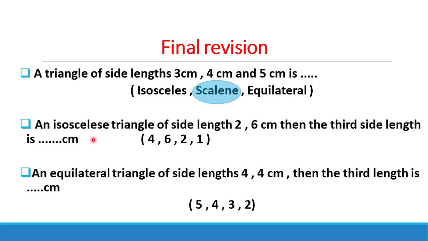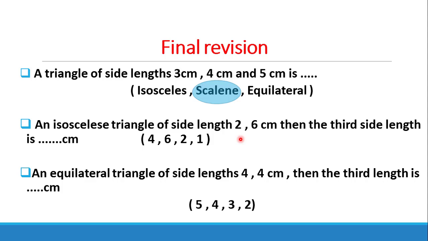Okay. An isosceles triangle. Isosceles means two side lengths are equal. An isosceles triangle of side lengths 2 and 6 centimeters. Then the third side length, since we have an isosceles triangle, so two side lengths are equal. It means the third side length may be 6 or 2. Choose 6 or 2.